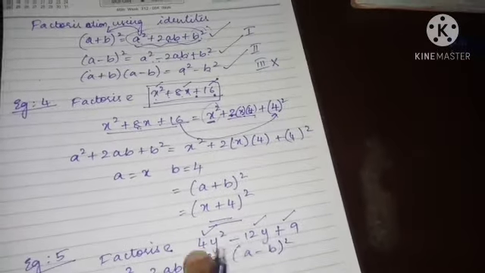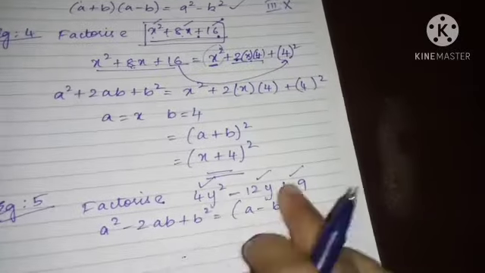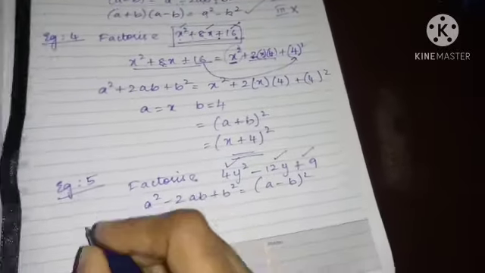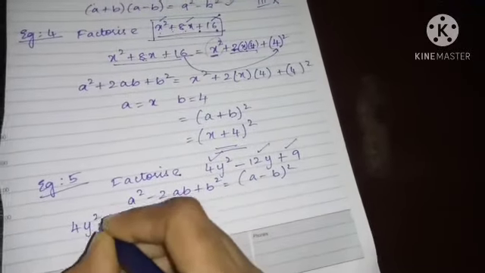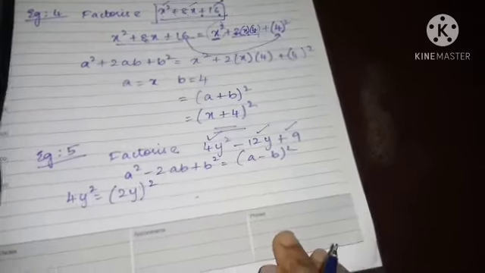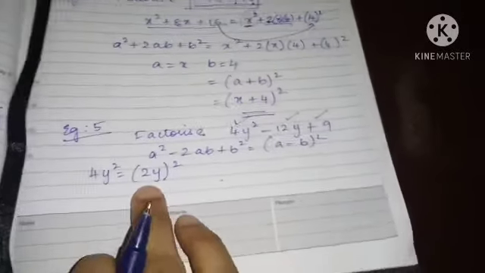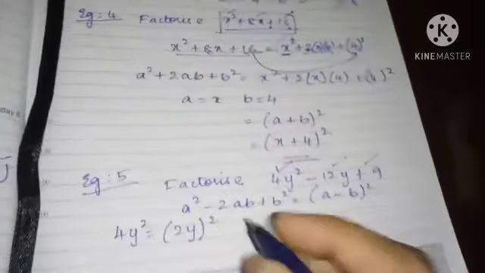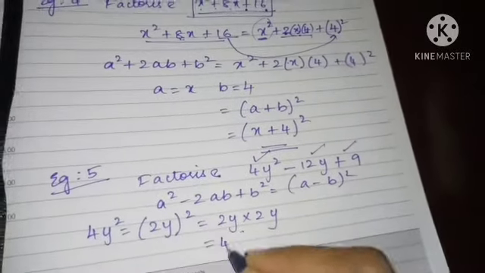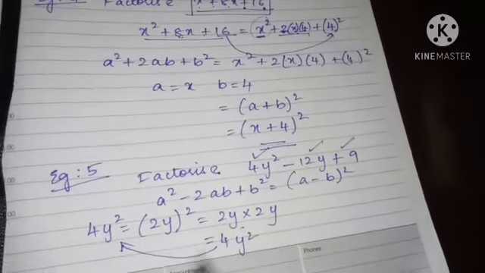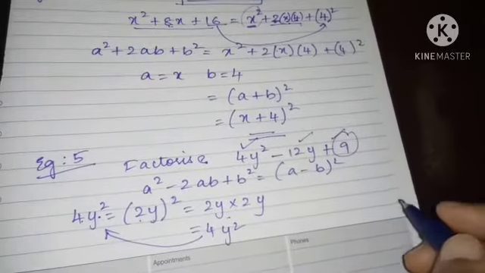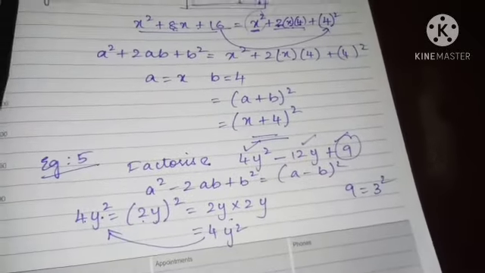Now, a square should be there, so we should convert it. 4y square, how will we write 4y square in terms of a square? 4y square can be written as 2y the whole square, because 2y the whole square is nothing but 2y into 2y, correct? 2 2s are 4, y into y is y square. So you are getting this, right? 9 also you should write in terms of square. 9 can be written as 3 square.